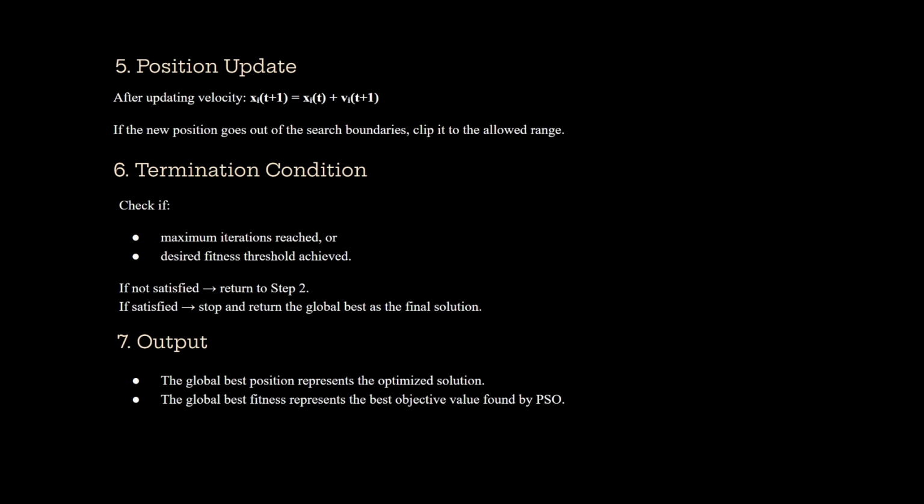This is defined by whatever the model is being trained on. If it is not satisfied, it returns back to step number 2. And if it is satisfied, the program terminates and the global best is found. Finally, we get the output, which is the global best position, and it also represents the best objective value found by the PSO.